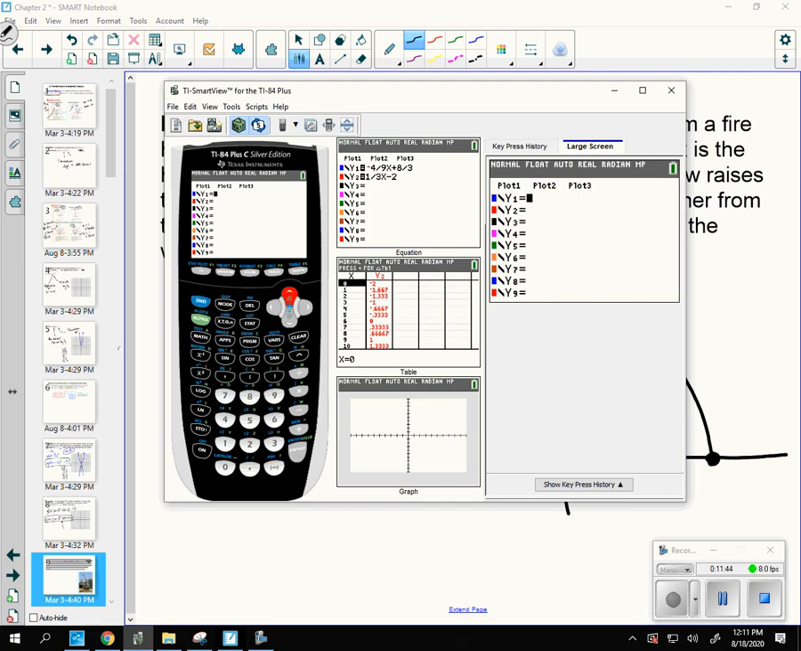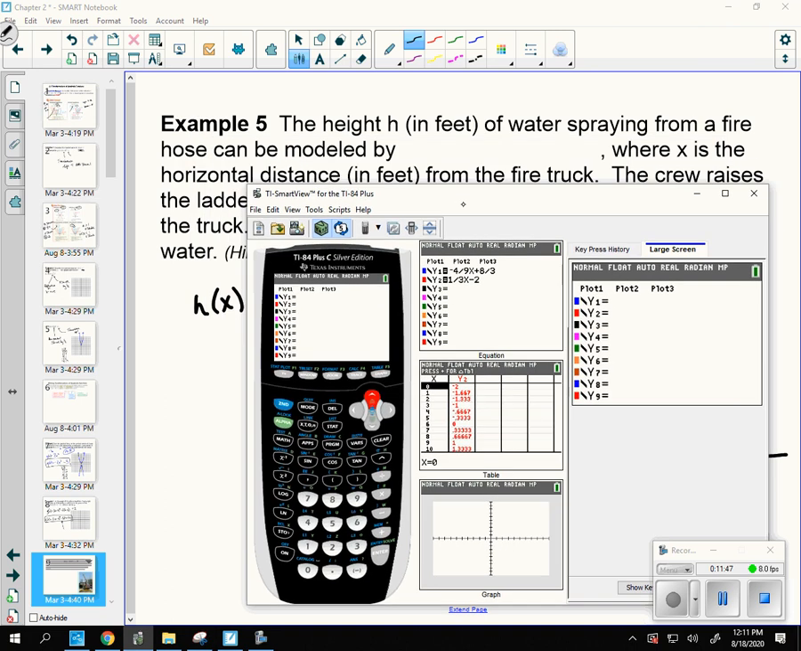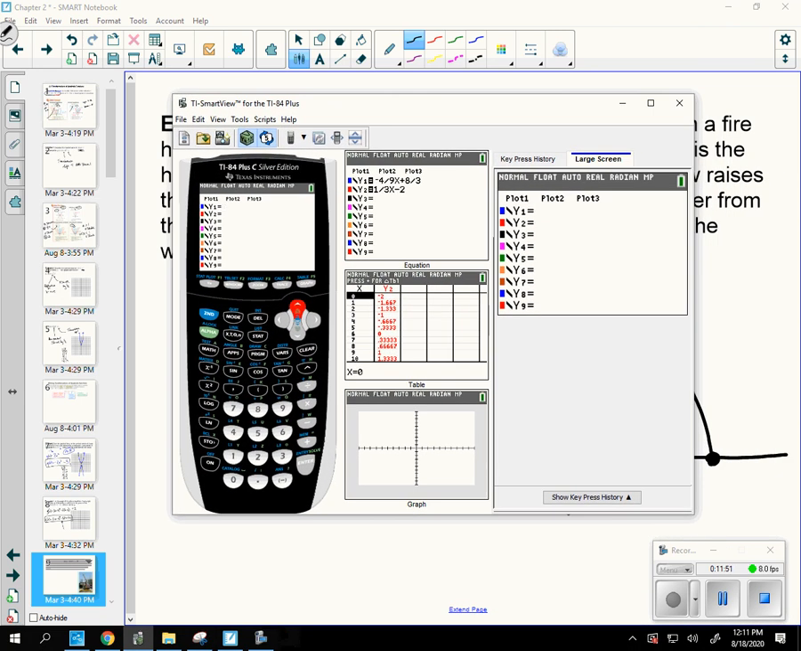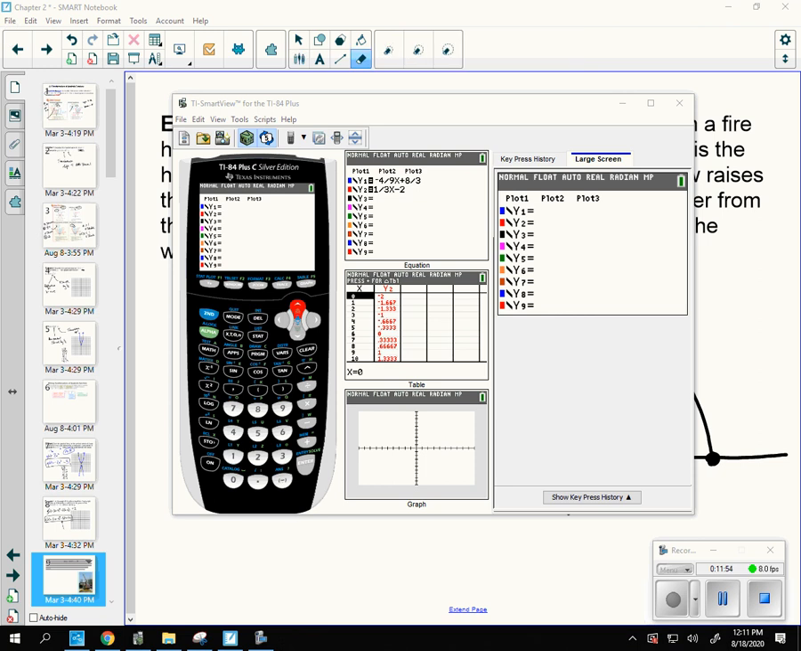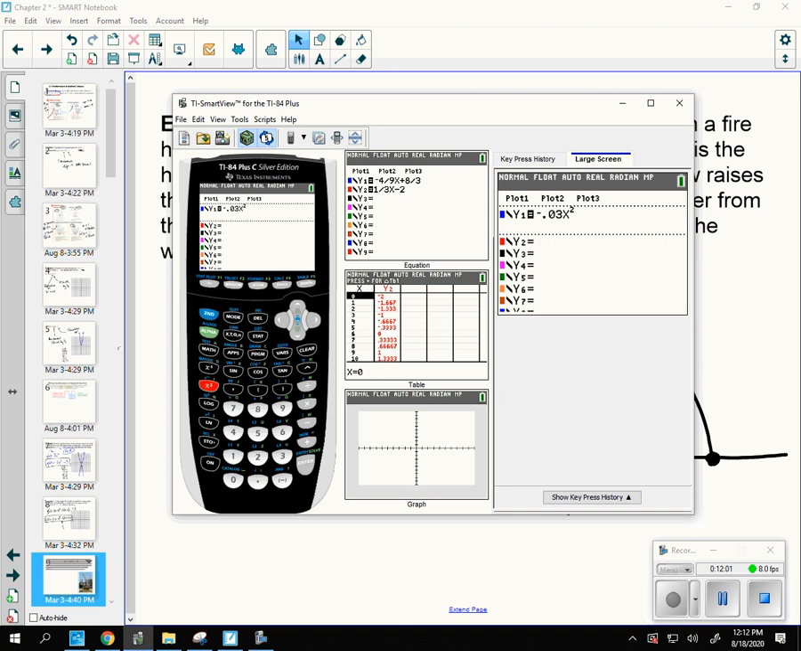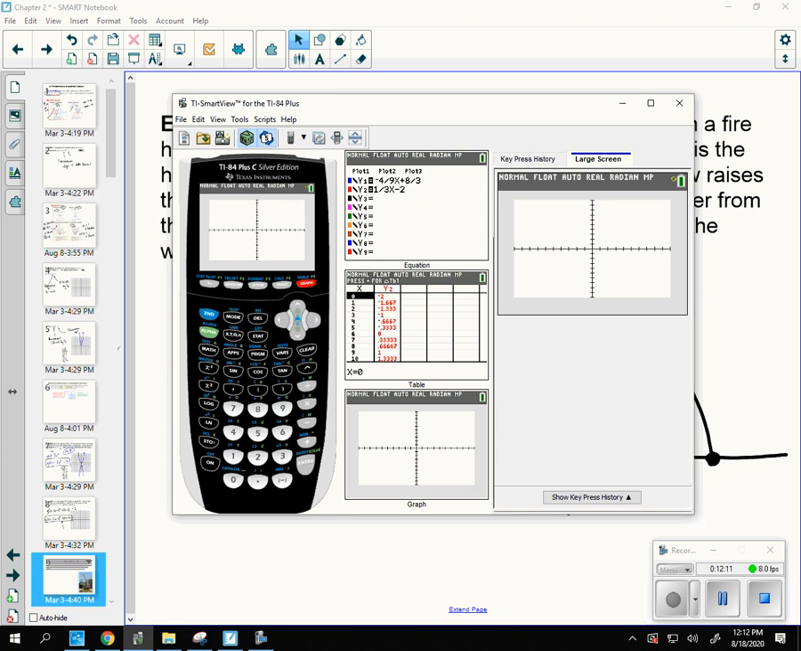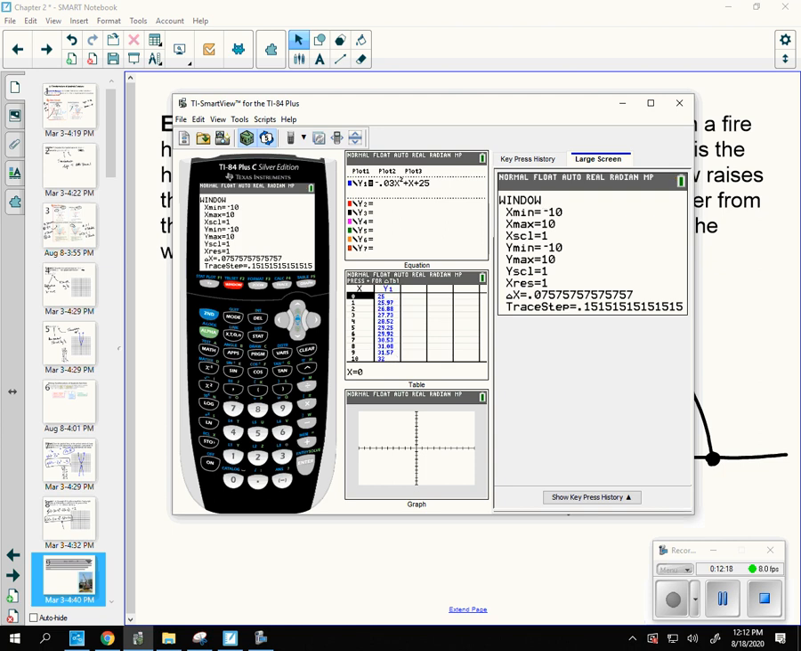I'm going to go to the y function and type this in. I'm going to move this down a little bit so I can see it. Negative 0.03 x squared plus x plus 25. And I'm going to hit graph. I don't see the graph, so I'm going to change the window a little bit. Go to window, and I'm going to go 0 to 100, and I'm going to change the Y max to also 100.